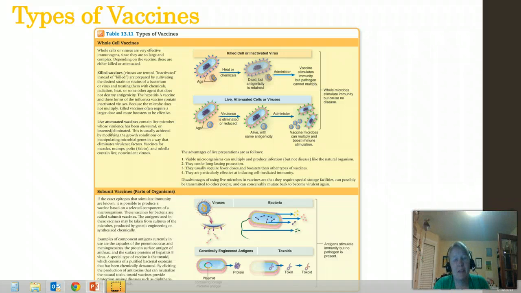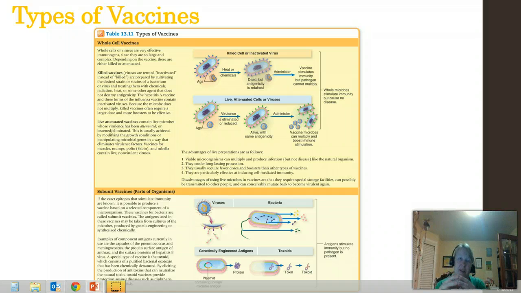Subunit vaccines are relatively new vaccines. These are vaccines where we take specific parts of the pathogen, so cell receptors, proteins, DNA, and we purify that out and put that into a vaccine, and then give that to somebody to help develop the immunity.